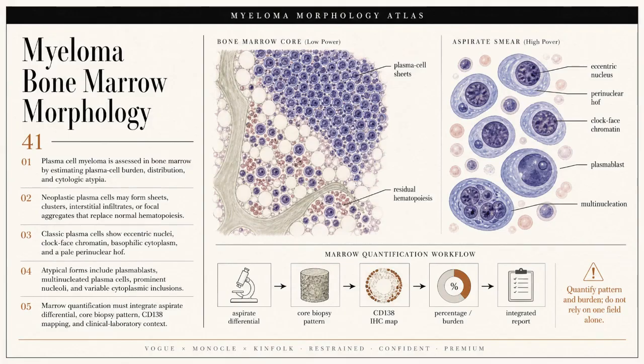In addition to mature plasma cells, the bone marrow may contain plasmablasts, immature plasma cells with larger nuclei, less condensed chromatin, and prominent nucleoli.